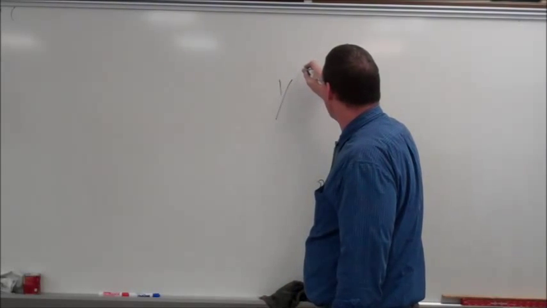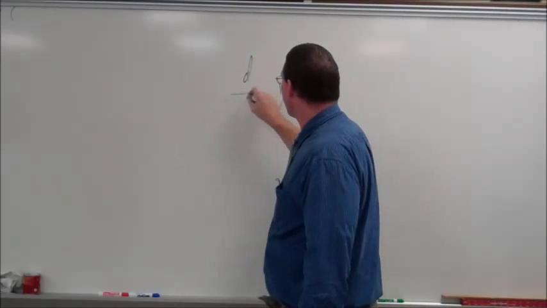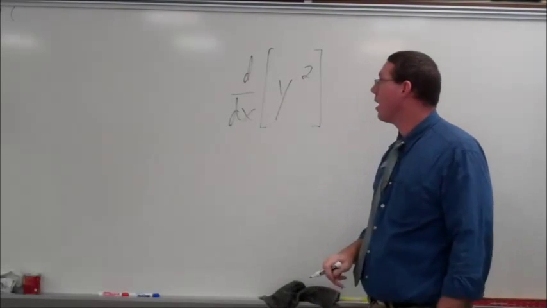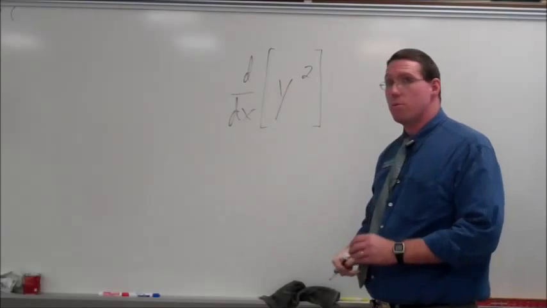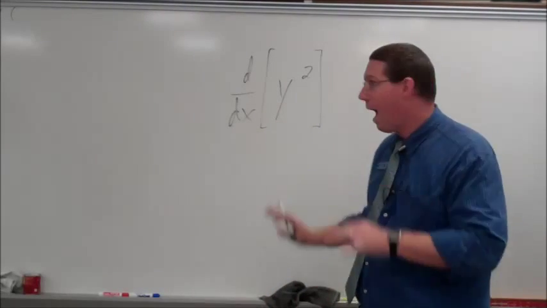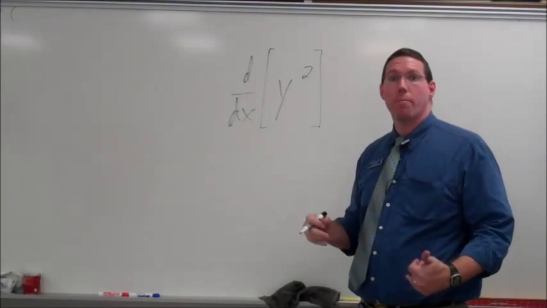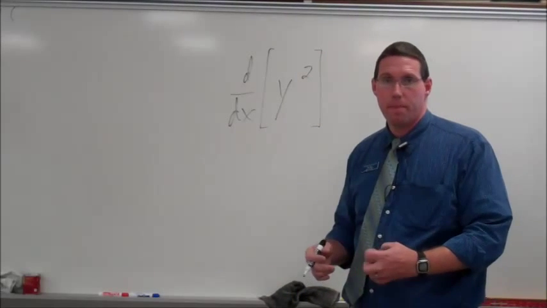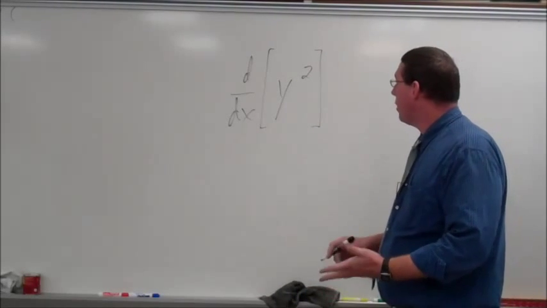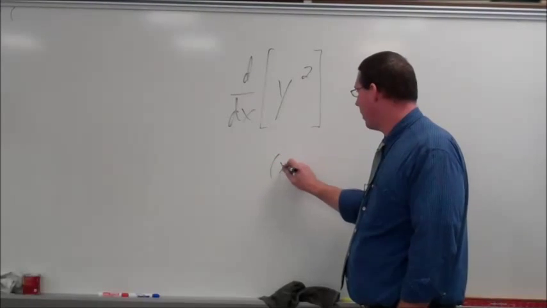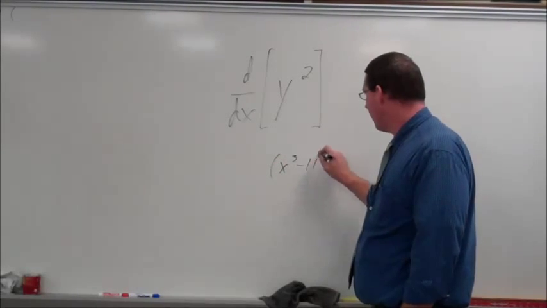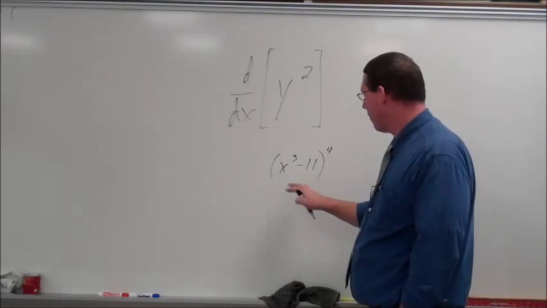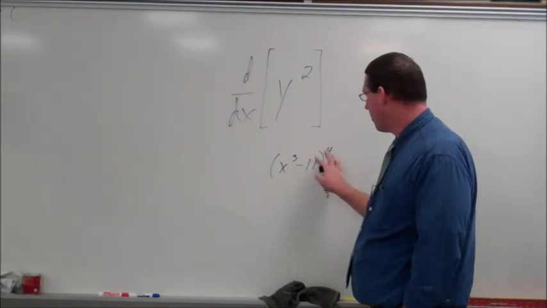If I want to find d/dx of y squared, we can think about this using the chain rule. We can think of y, not an x obviously, as some sort of function. When we do chain rule problems, for example if we had x cubed minus 11 to the 4th power, the way we do the chain rule is we do the derivative of the outside and the derivative of the inside.